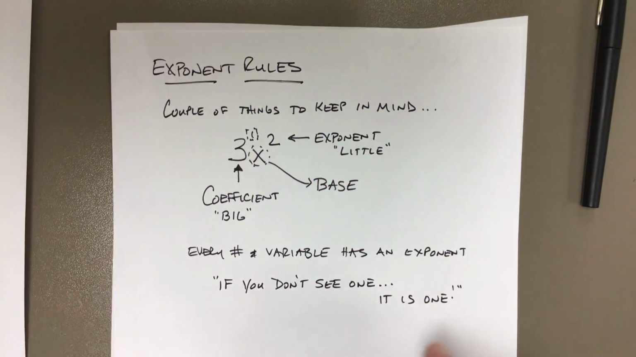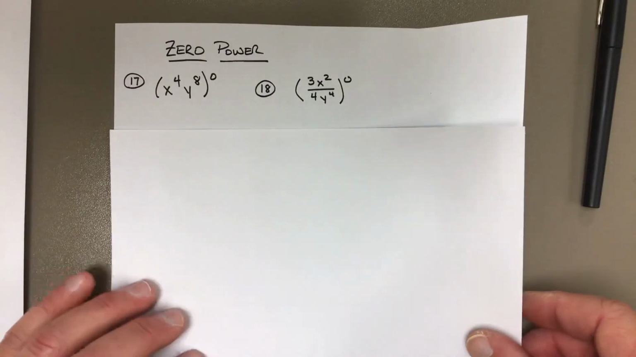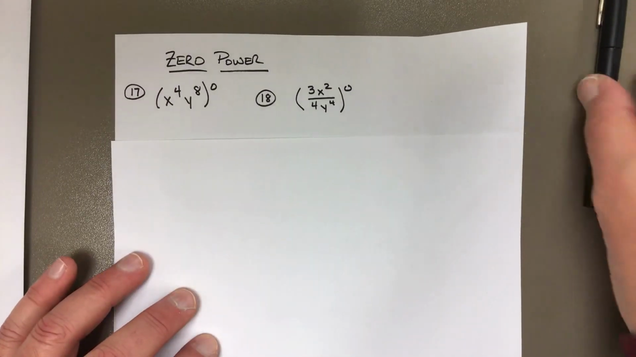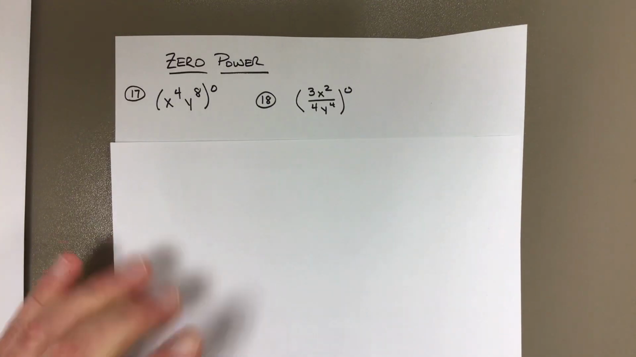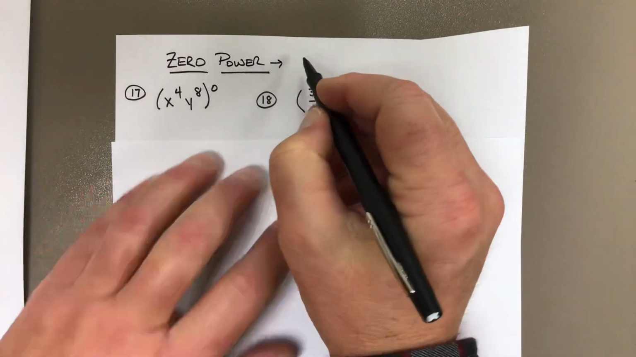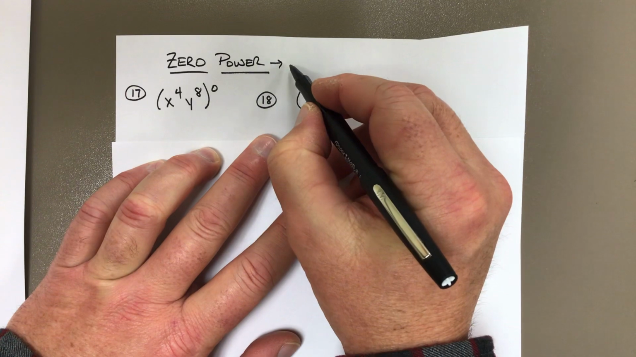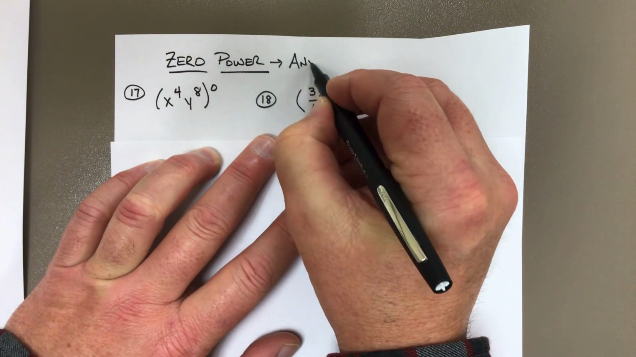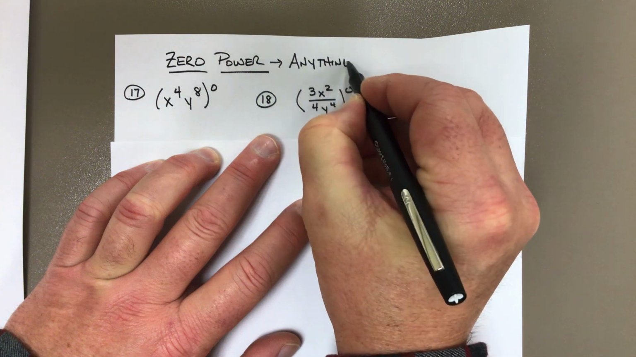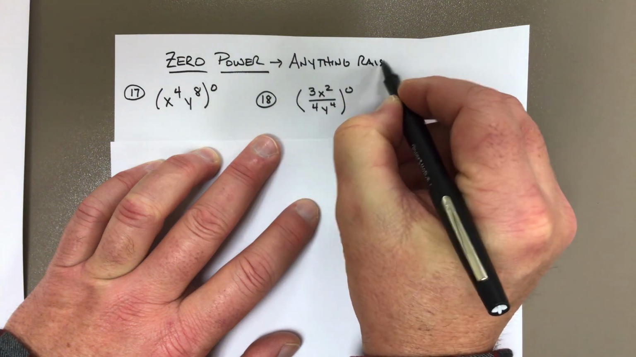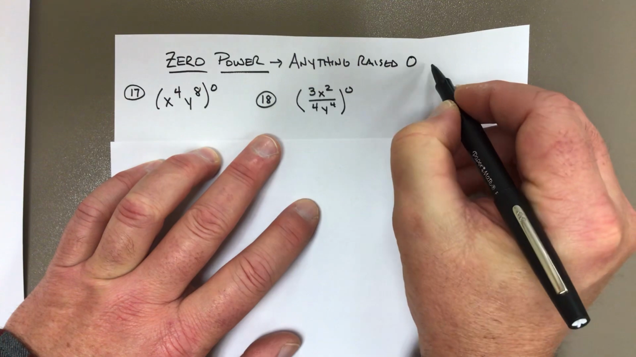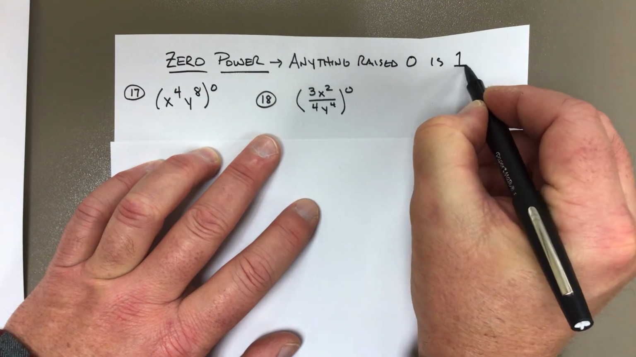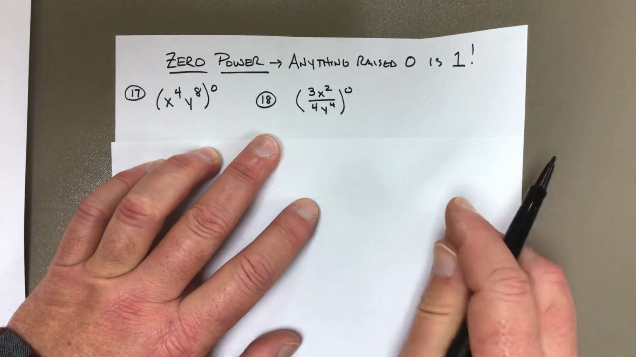All right, okay, so this one we're going to end up talking about 0 power. Anything raised to the 0 power, folks, this is the easiest one of them all. Some kids miss it because they think that it's something times 0, but it's not. It's anything raised to the 0 power is 1. That's it.